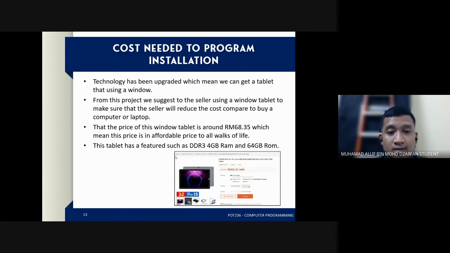Then the third one is the price of this Windows tablet is around 68 ringgit. So it is an affordable price for all walks of life. Then lastly, this tablet has features such as DDR3, 4 GB RAM, and 64 GB ROM. These features are the same as a computer and laptop, so the software can be used on this tablet.